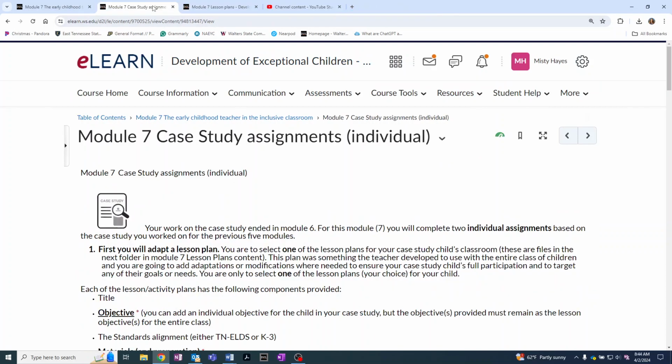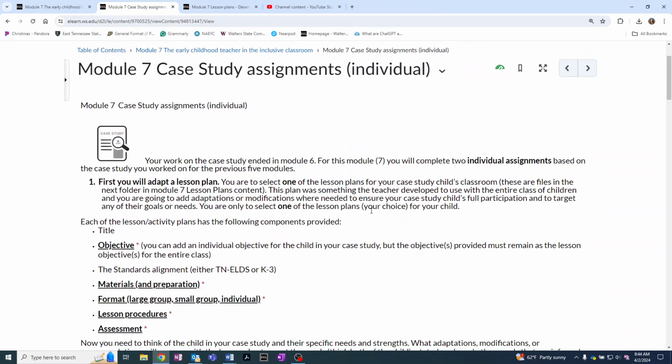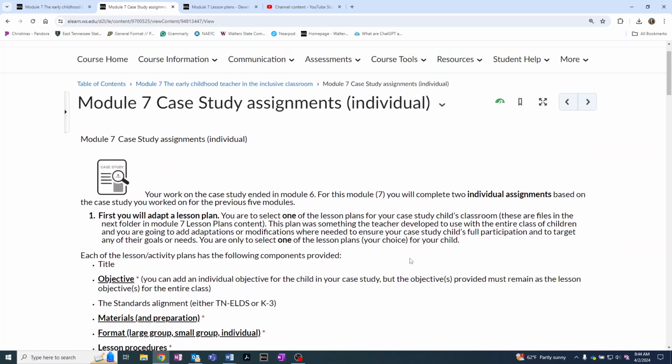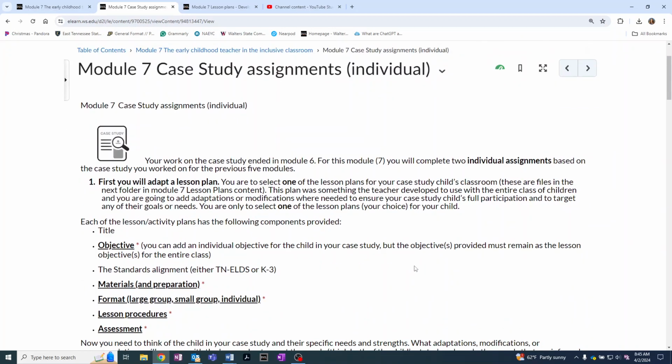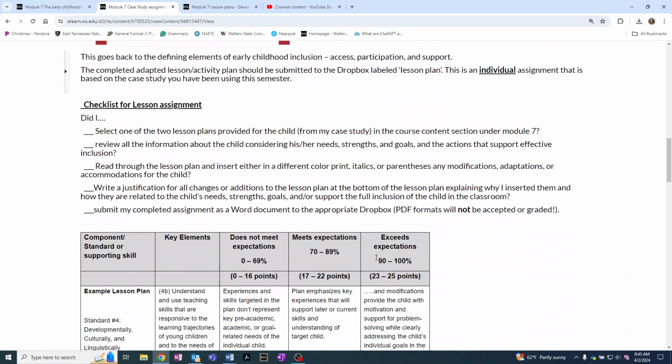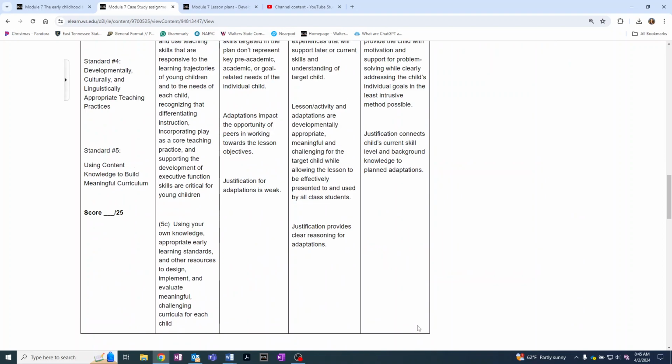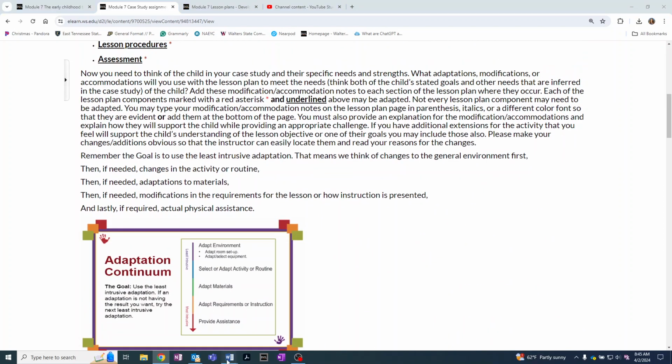The second assignment you're going to be submitting is going to be your module case study assignment. Okay, so this is going to be your lesson adaptation. You're going to adopt a lesson and you're going to tweak it to support your case study child. Okay, so there's two parts to this assignment. The first part is adapting a lesson, and the second part is that reflection component that I talked about. So let's first look at what the paper would be.